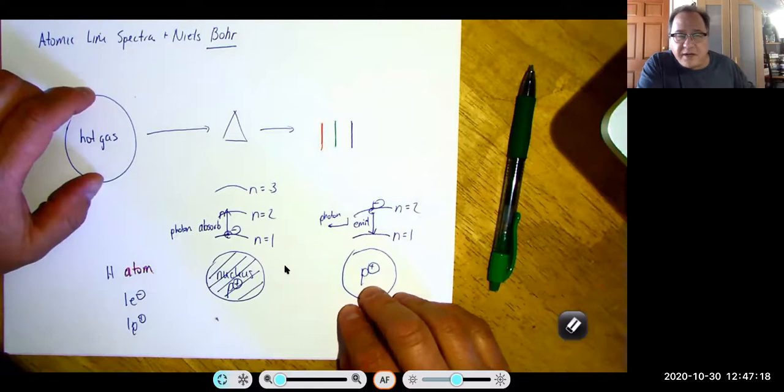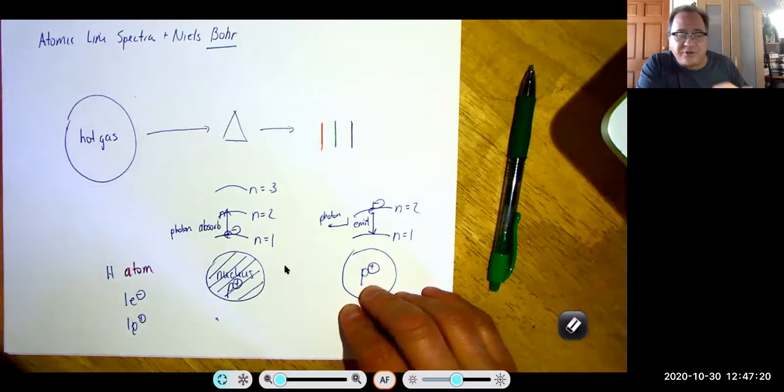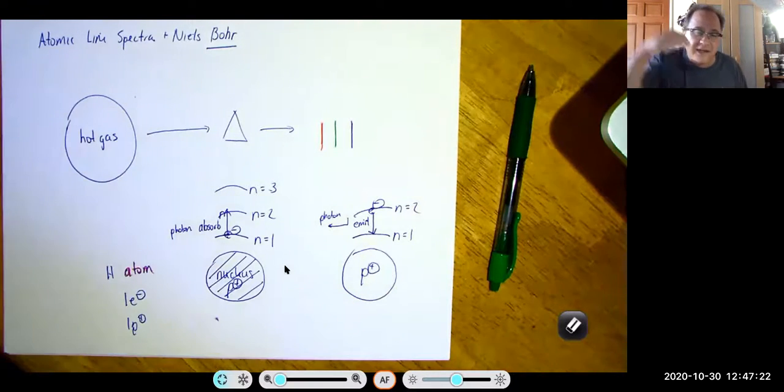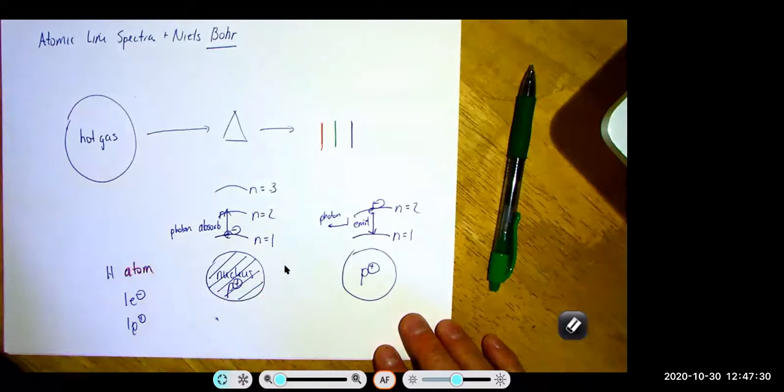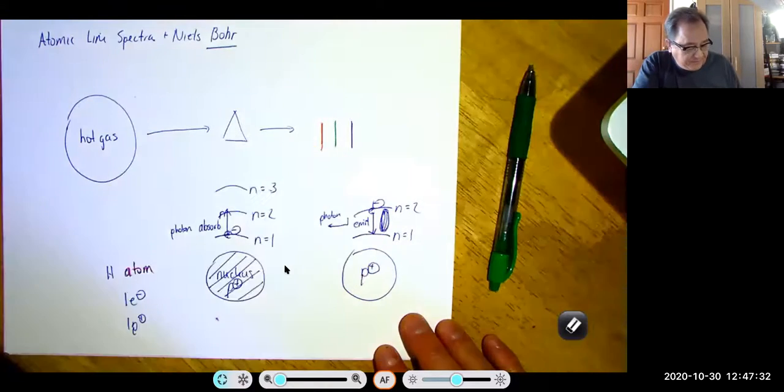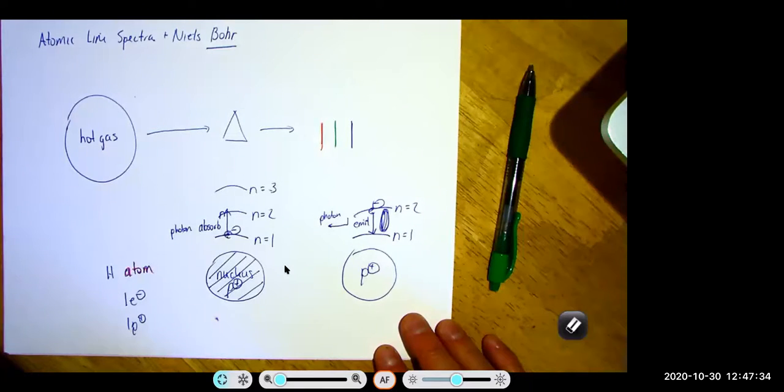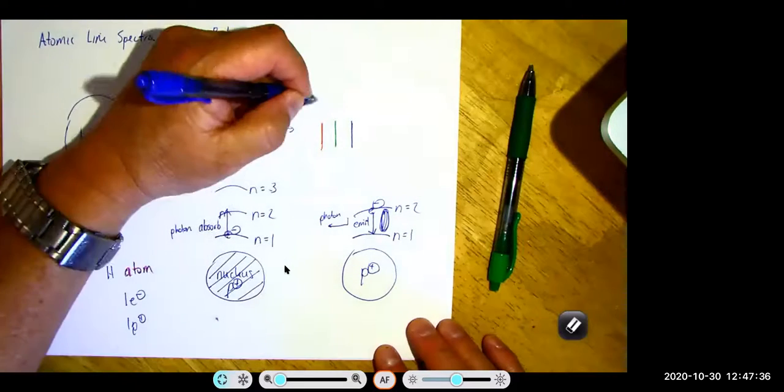But when you put energy into the hot gas, the electrons don't stay at that higher level. They drop back down. And when they drop back down, they emit light of a particular wavelength, depending on this distance here. And so that's how you get a line here.